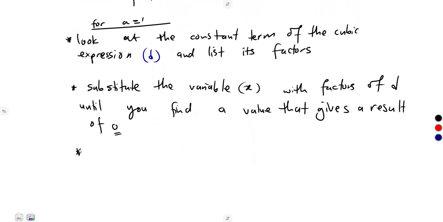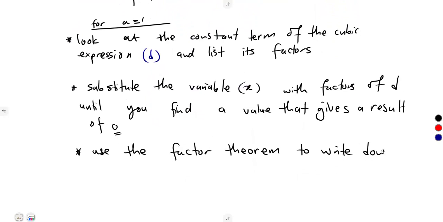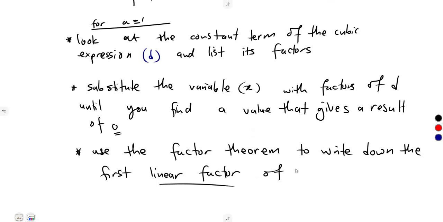Then from there, you can use the factor theorem. Use the factor theorem to write down the first linear factor. The first factor is actually a linear factor. We saw that from our factor theorem. So that's the first linear factor of the given cubic expression.